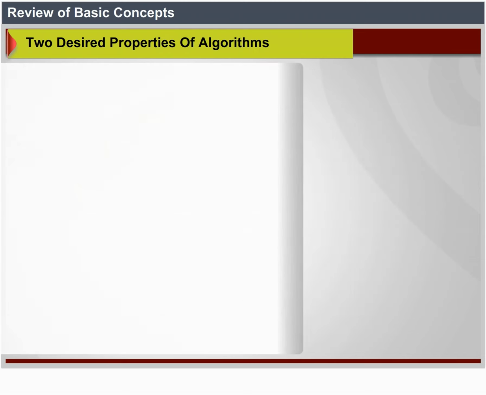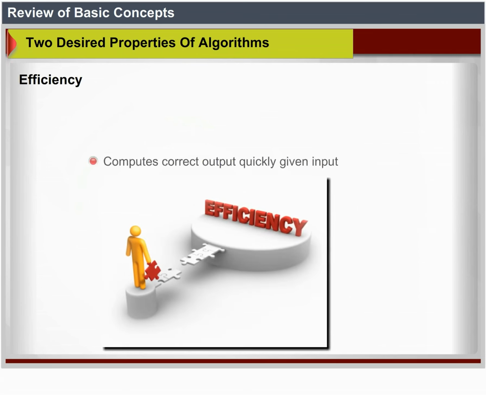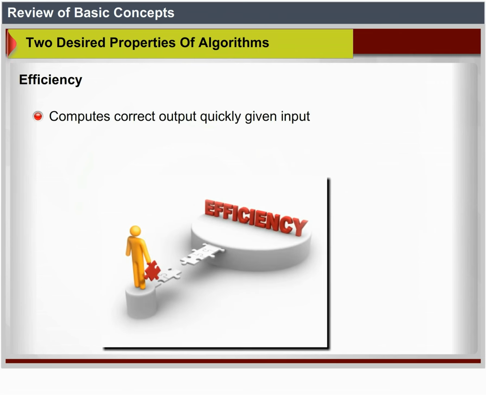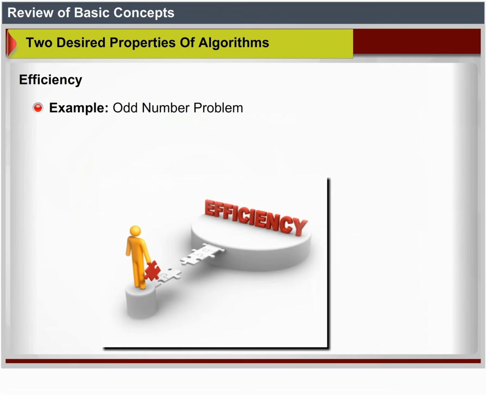Efficiency: computes correct output quickly given input. Example, odd number problem. Input: a number n. Output: yes if n is odd, no if n is even.